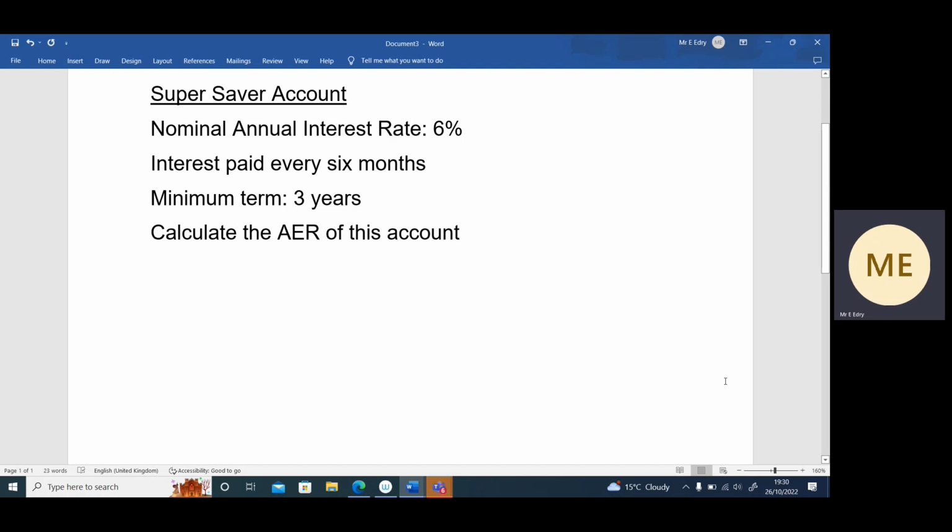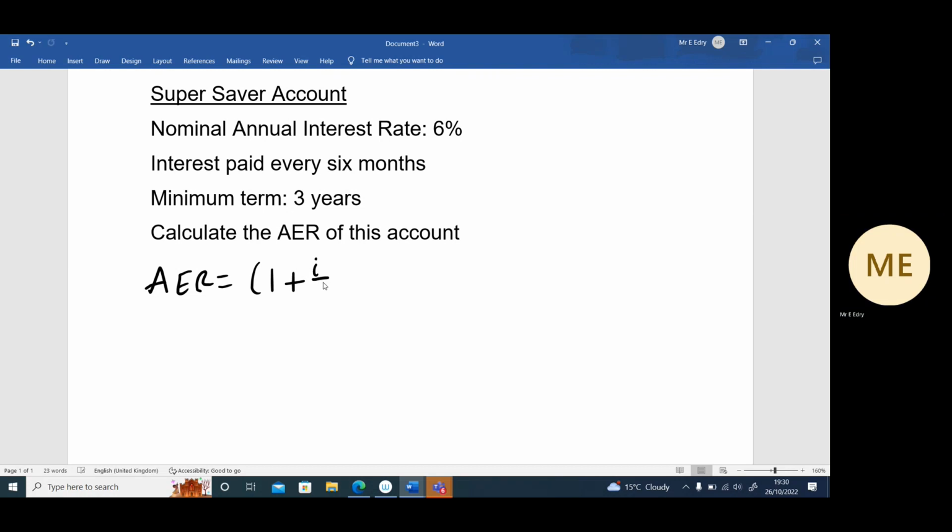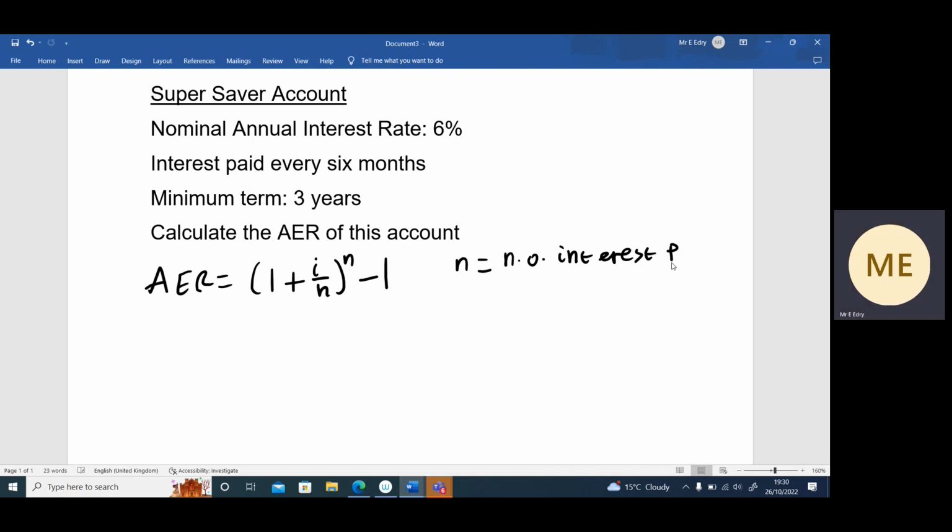I want to find the AER of this account. First of all, let's remind ourselves of the formula for AER, which is (1 + i/n)^n − 1, where n is the number of interest periods in a year. Basically, the number of times in 1 year that interest is paid out.